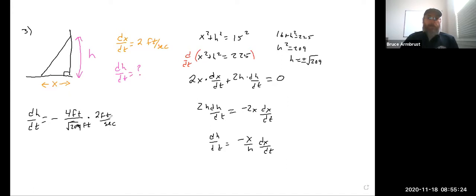So the feet cancel. We're left with feet per second, which is what we need. So we got -8 over the square root of 209. And you probably would rather have this as a decimal, which is totally cool. If you left it as -8 over root 209 feet per second, full credit. But most of you went to a decimal, which is fine. And so we get -0.55 feet per second. So at that point up there, you're dropping at just over half a foot a second. And you're going to speed up as you go down.